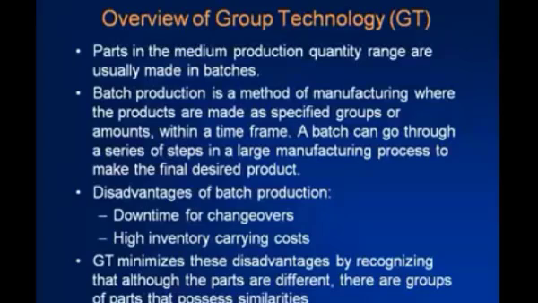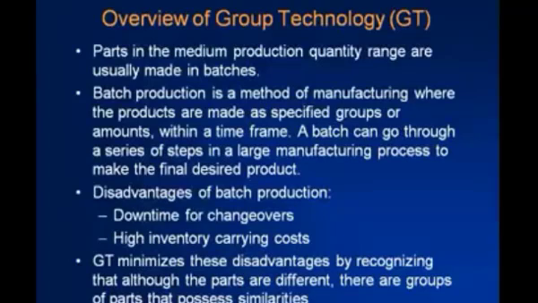So, what is group technology? But before going to that, we have to discuss the basic understanding of batch production. Parts in medium production quantity are usually manufactured or fabricated in batches. So, what is batch production? It is a method of manufacturing where the products are made in groups or in amounts within a certain time frame. It can go through a series of steps. It means the production steps or manufacturing steps in a large manufacturing process to make the final desired product.